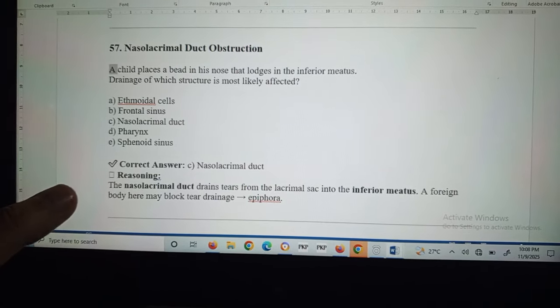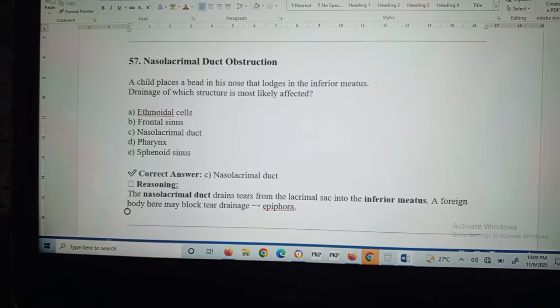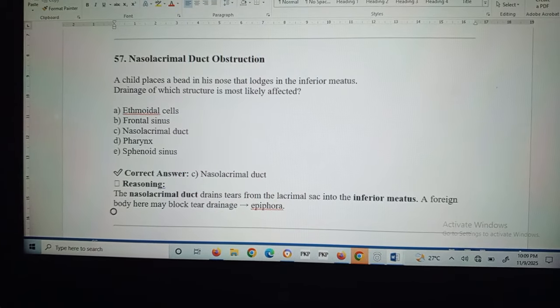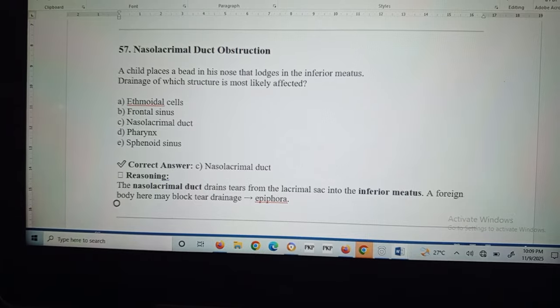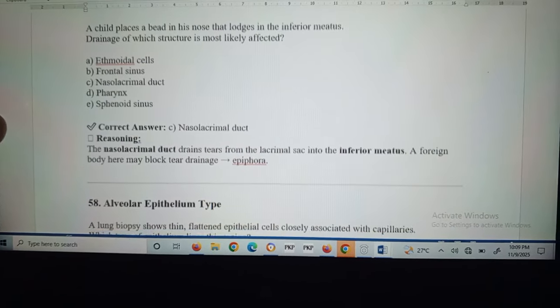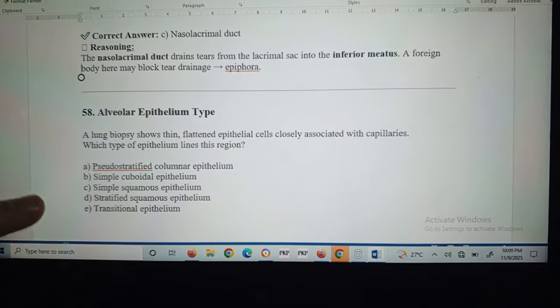Nasolacrimal duct obstruction. A child places a bead in his nose that lodges in the inferior meatus. Drainage of which structure is most likely affected? Nasolacrimal duct, because the nasolacrimal duct drains tears from the lacrimal sac into the inferior meatus. A foreign body here may block tear drainage.